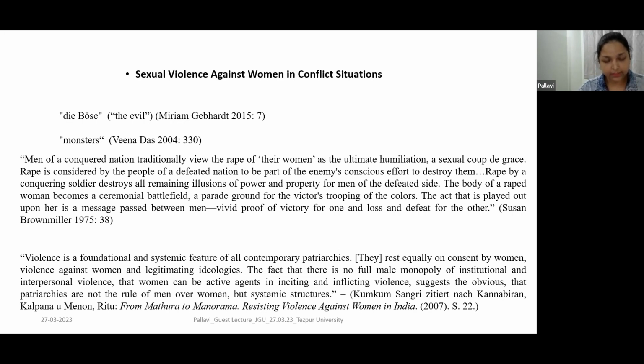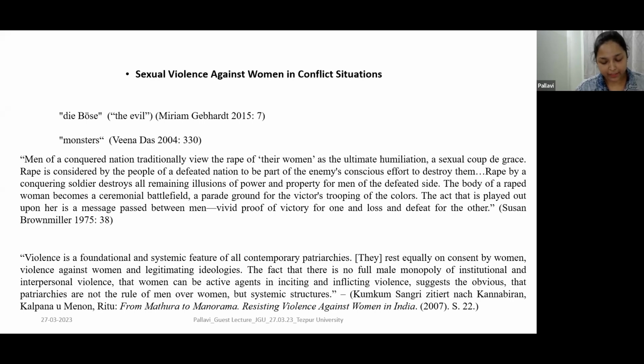So my question here is, can we again see this specific kind of sexual violence against women as male aggression? If we look from that prism, then we can take these two words by Miriam Gebhardt and Veena Das into consideration. But here we are talking about basically the systemic structures which are responsible for such events and such violence against women, and we can see these crowds or these soldiers are the agents of such structures. So if we take into consideration, can soldiers be termed here as böse Männer or perpetrators as monsters?